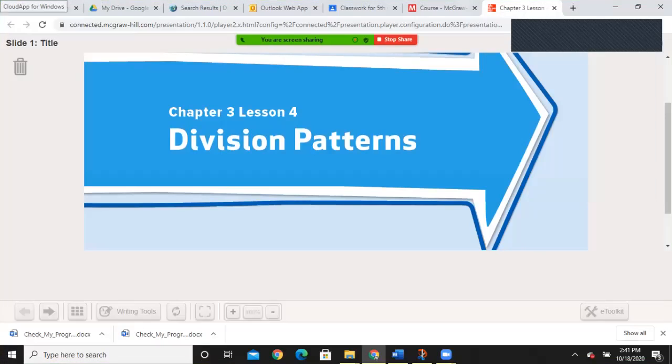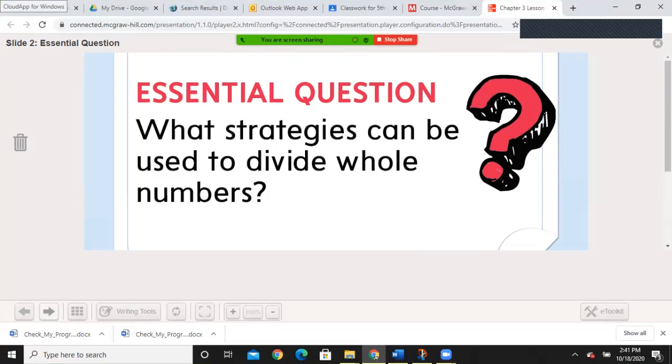Today's edition, division patterns. Begin with our essential question in chapter 3: what strategies can be used to divide whole numbers? We have seen a few this week involving everything from manipulatives to the standard algorithm.